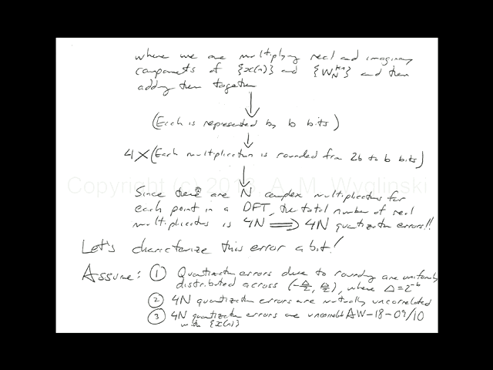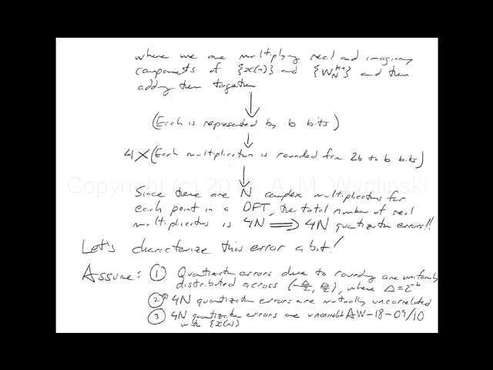And each multiplication is rounded from 2b bits to b bits. Since there are N of these complex multiplications in a DFT, we actually have now 4N real multiplications, which means we have 4N times the amount of quantization error. And so that's where the quantization error kicks in. In the case of the DFT, with these N operations and N fixed point representations, we're going to get a small amount of quantization error relative to the floating point representation.